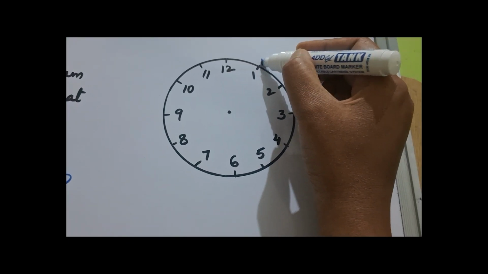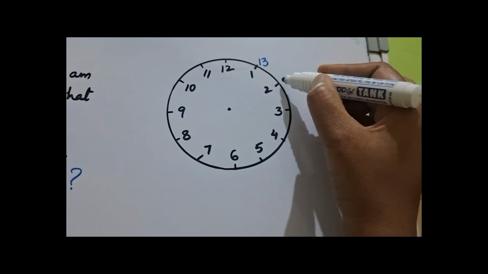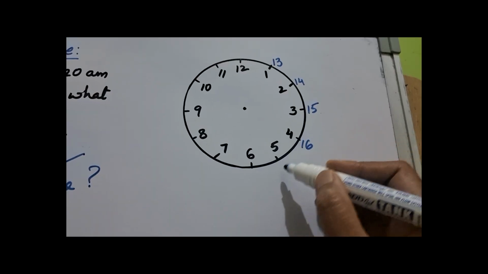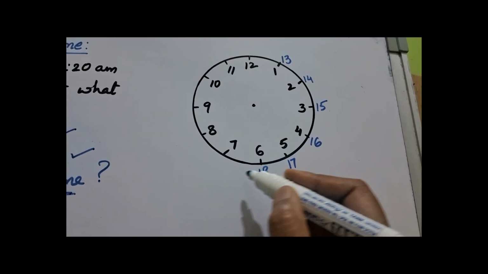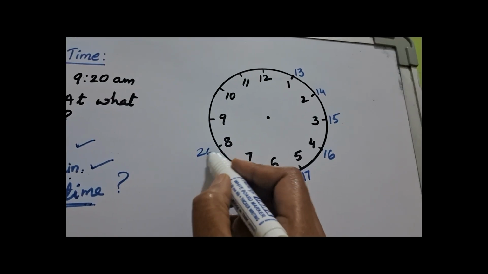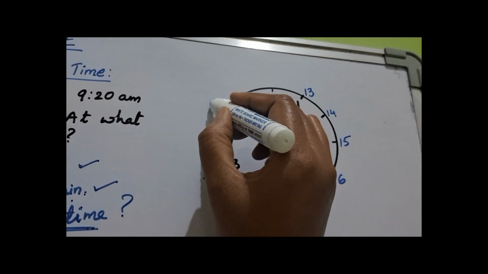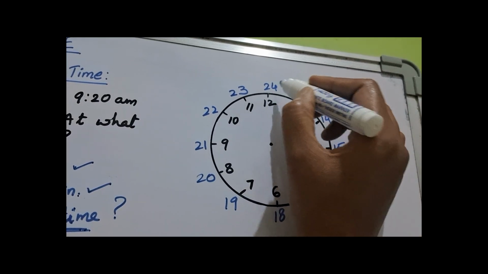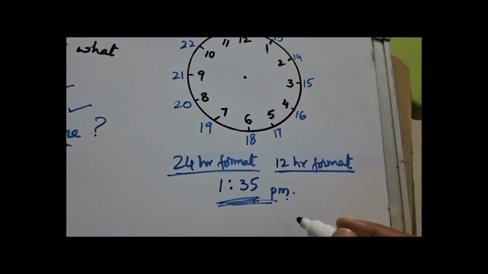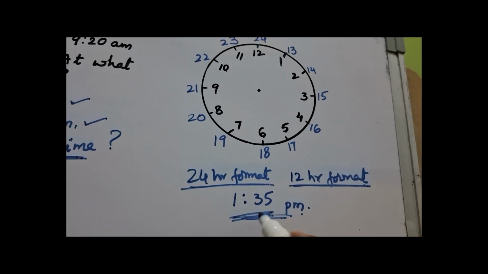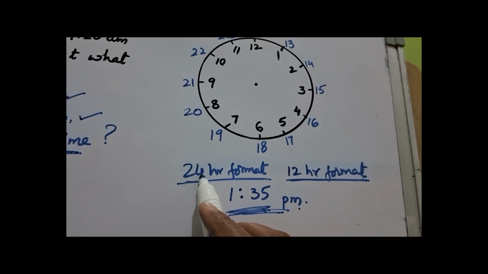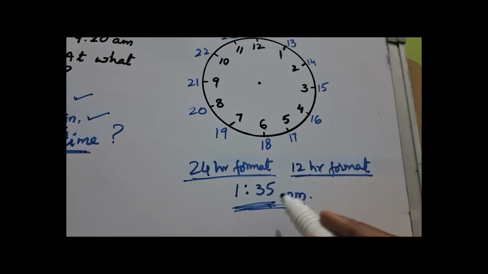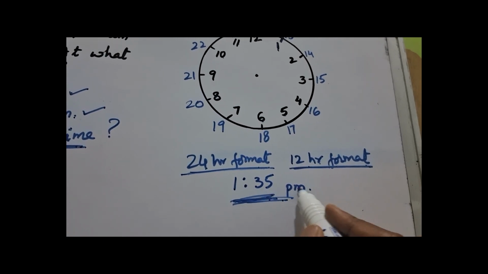Okay, so this is 13 hours, and this is, children, 14 hours. This will be 15, this will be 16, 17, 18, 19, 20, 21, 22, and this will be 23, and this will be 24. Okay, children. So by this we can tell that the time can be written in 24-hour format as well as 12-hour format. So here, whatever we have written, 1:35 p.m.